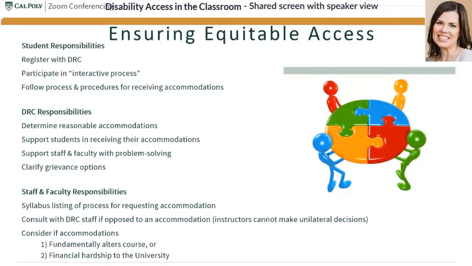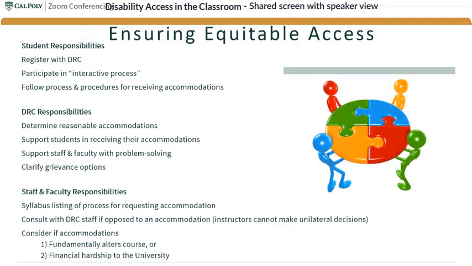Okay, so basically, in terms of ensuring equitable access, there's three parties that are responsible for the access piece. Obviously, we need the students. Obviously, we need the DRC. And then, of course, like I mentioned earlier, we do need faculty and staff as well. So for students, their responsibility is essentially to initiate the process of getting services.